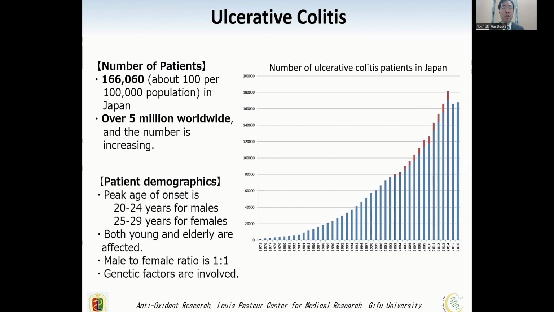The peak age of onset is 20 to 24 years for males and 25 to 29 years for females. But it is known to affect both the young and the elderly. The male to female ratio is 1:1, and there is no gender difference in the incidence of the disease.